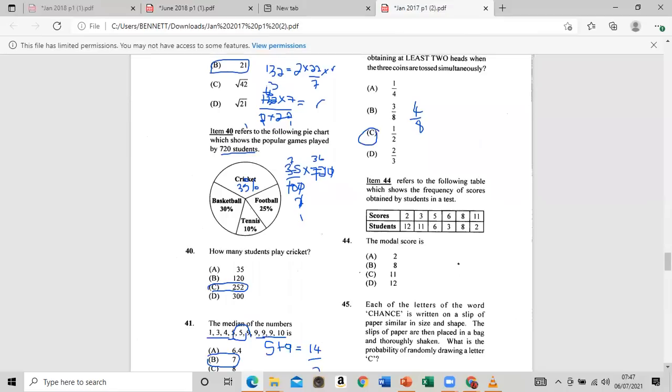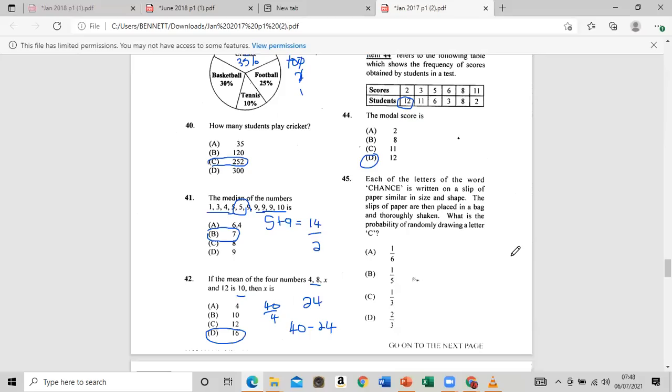Guys, you cannot reach fast enough. Alright, the modal score is, as I was saying, the mode is the one with the most frequency. And what this is saying, 12 students got 2 as a score, 11 students got 3, 6 persons got a score of 5, 3 persons got a score of 6, 8 persons. So that means 12 is the biggest number, so 12 is that.